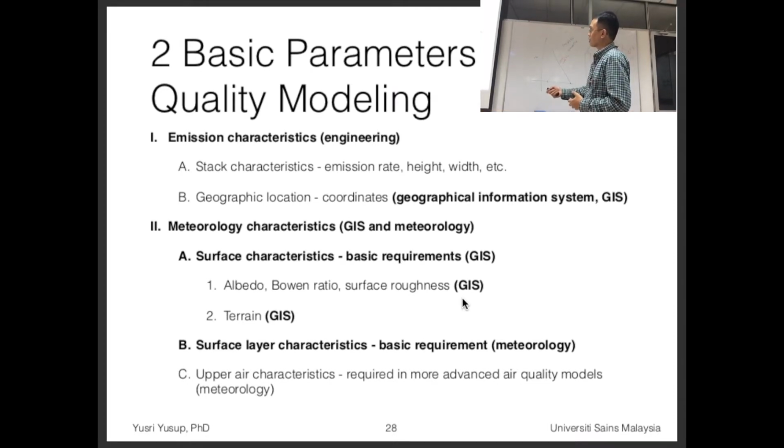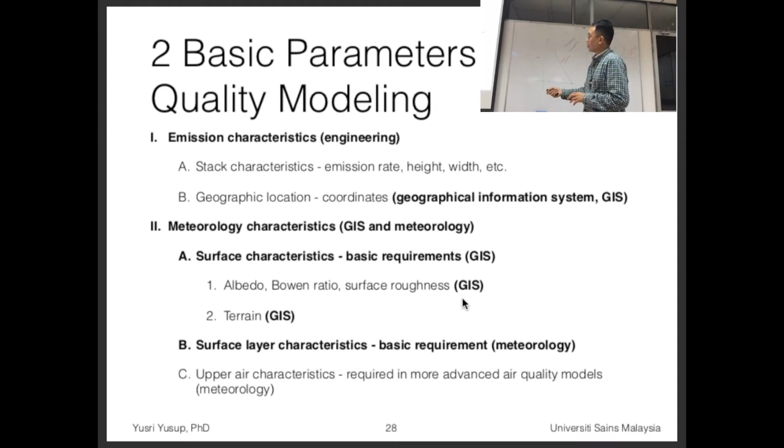So the characteristics of the stack or the source are the emission rate, how much pollution it emits from that source, the height of the stack, the width of the stack or the width of the area, etc. And we also need to know the location of the stack, the geographic location or the coordinates, and this requires you to use some GIS to pinpoint the location of that stack or the area on a map.